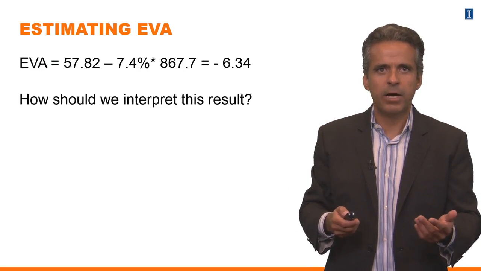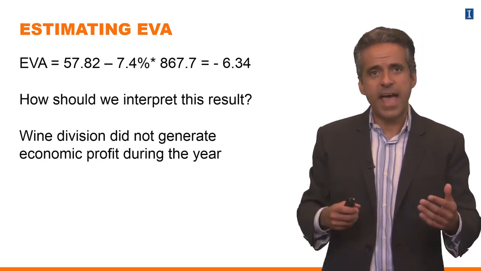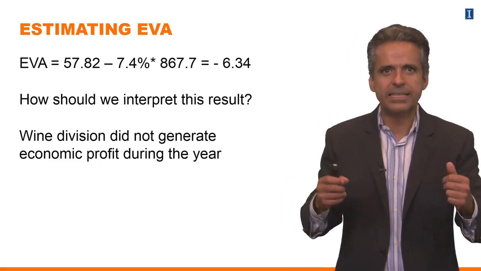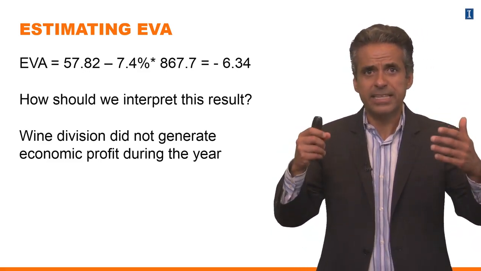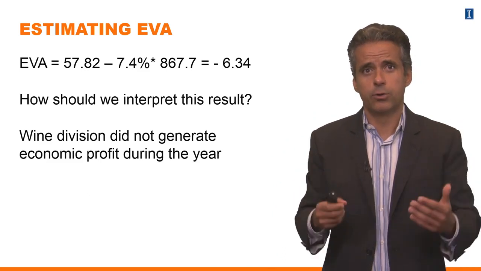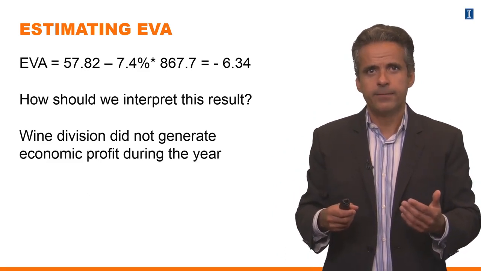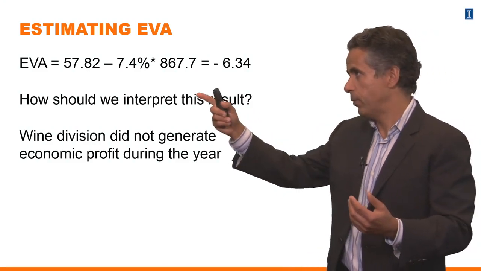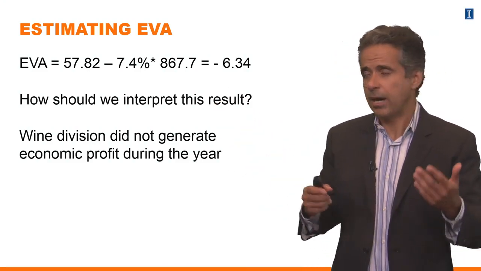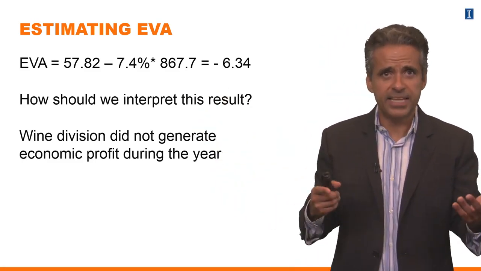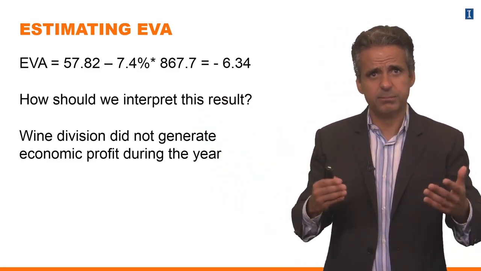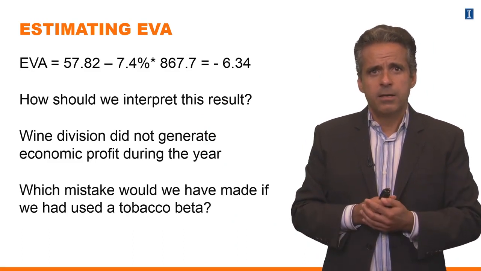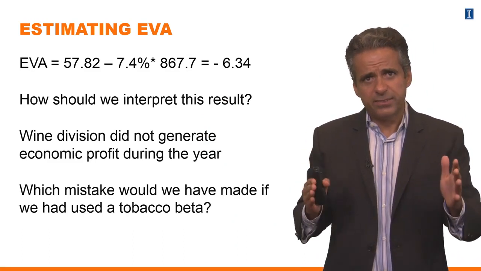Okay? What does this mean, right? It means that looking at that year in isolation, 2014, the wine division did not generate sufficient economic profits. Okay? The required profits would be 7.4% of the assets, which are bigger than the OPAT minus taxes, which is our estimate for the profits that the wine division actually generated.